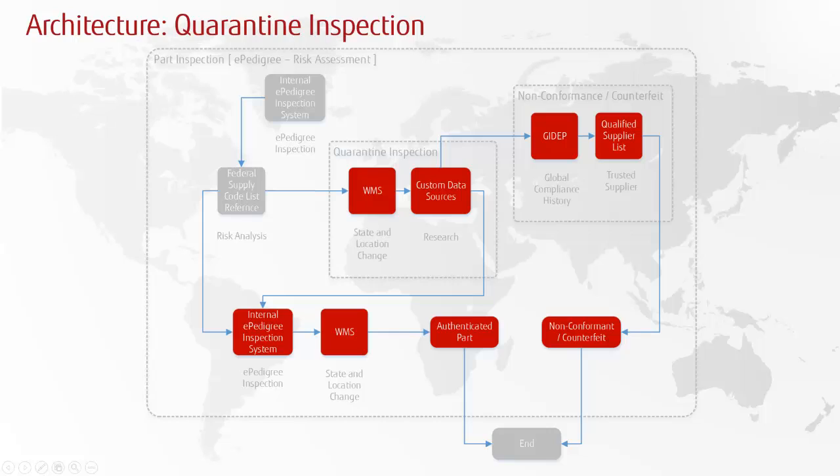When entering quarantine inspection, we retrieve location and state data from our internal warehouse management system. We will then investigate a myriad of custom data sources to research any potential discrepancies. If the item is deemed non-conformant or counterfeit, the trusted supplier will interface with GIDEP, and we will make a note in our qualified supplier list. If we are able to clear the part, we will then integrate with our internal ePedigree inspection system to manage the inspection process. This information will be updated in our warehouse management system, and the part will become authenticated.